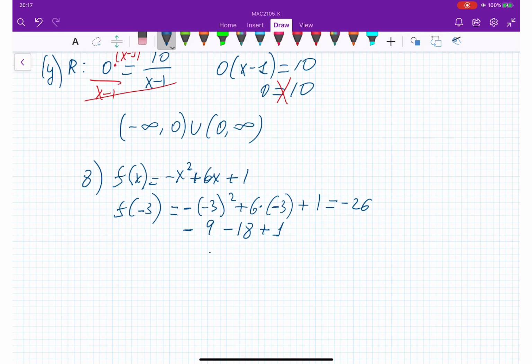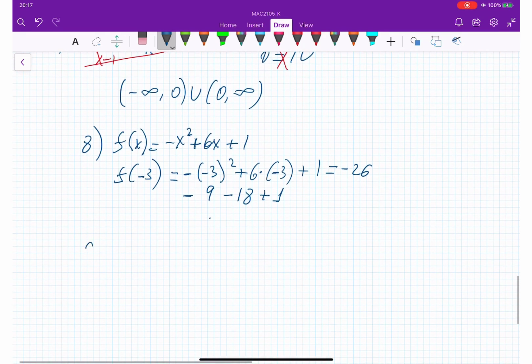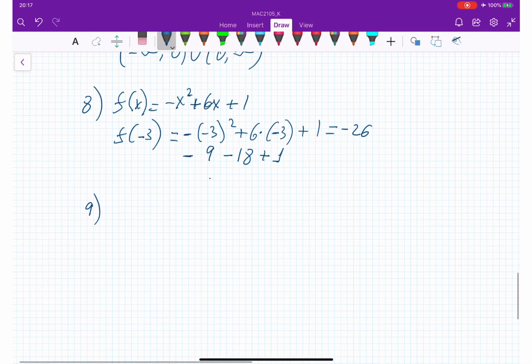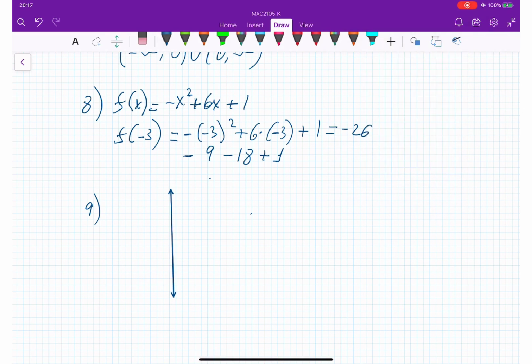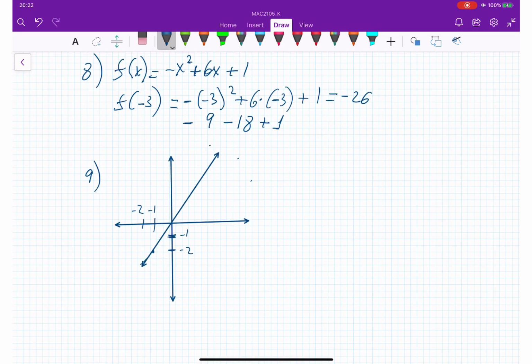Okay, question number 9. So we have a graph. Let me build this graph. We have such a graph, and then another graph, graphing a line. So using this graph, we are going to find how much will be f of negative 1.